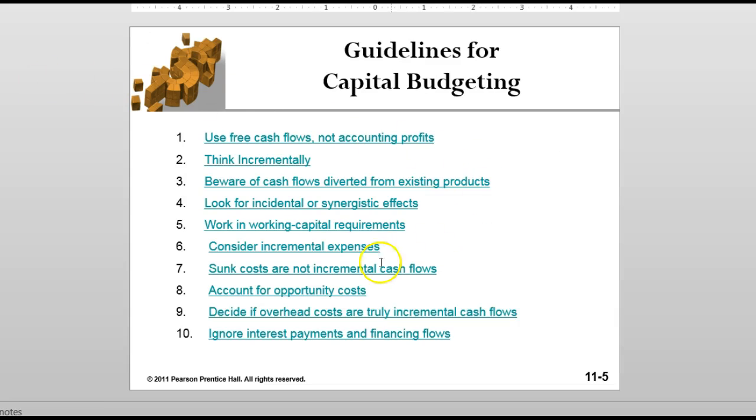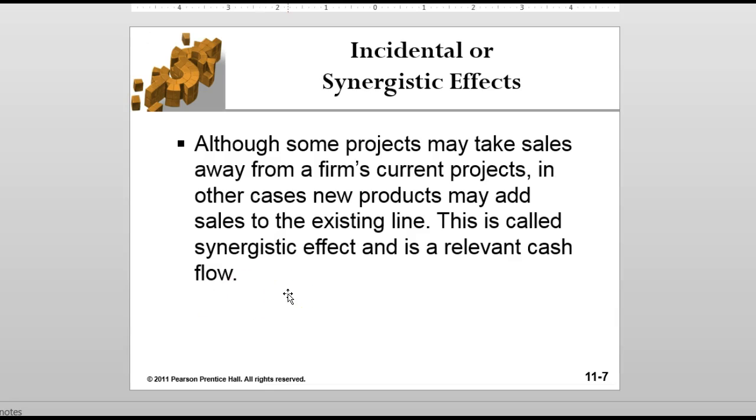So you have to realize and really analyze what the cash flows are and what the effects of this cash flow are. The next one was look for incidental or synergistic, isn't that a beautiful word, effects. And what that's saying is they may take sales away from a current project, but they also may bring in other new cash flow energies. And that's what they call the synergistic effect. I'm trying to think of a really good example.